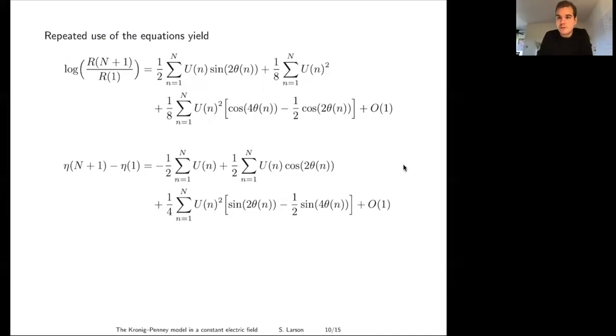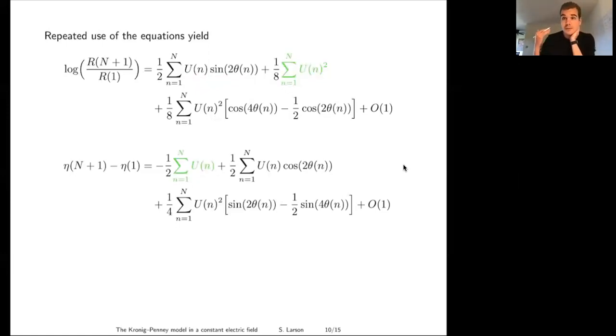It's a similar Taylor expansion of the cotangent this time. But all the terms sort of look similar. You have a couple of terms that are linear in U with or without oscillations. Then you have U squared terms with or without oscillations. So essentially, we need to understand these sums.